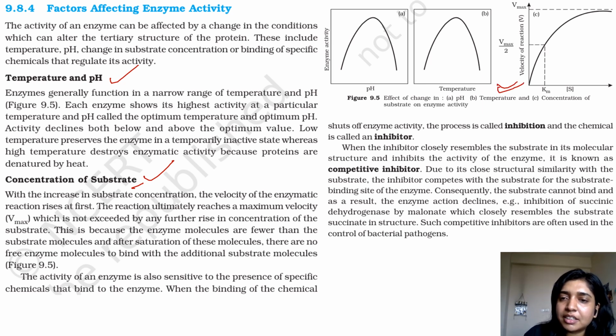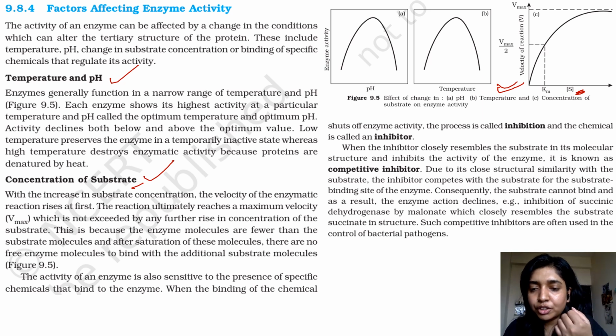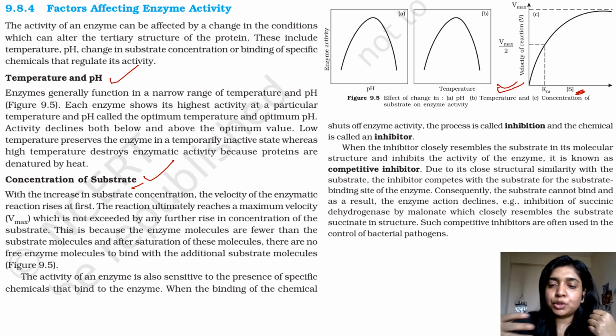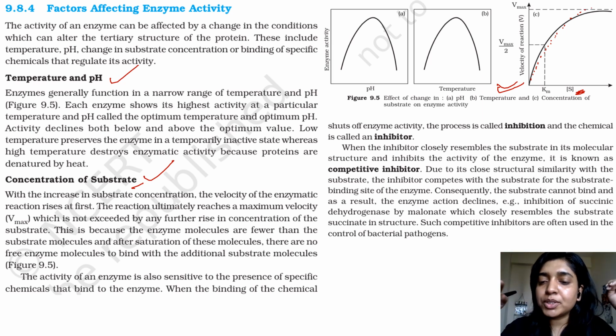So as you increase the concentration of your substrate, the enzyme activity increases, right? Because it is getting more substrate, so it is converting more of the substrate to the product. So initially the velocity of the reaction increases till a certain point, after which it becomes constant, because whatever enzymes there were, for example, there were 100 enzymes and there was initially one glucose.